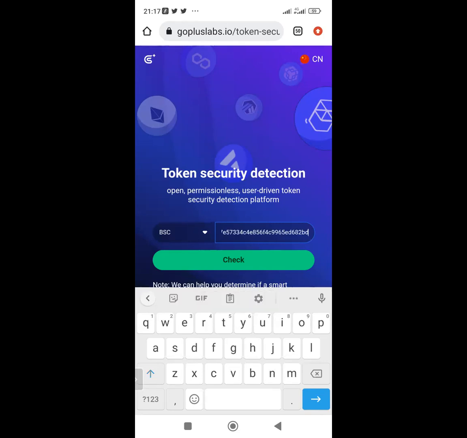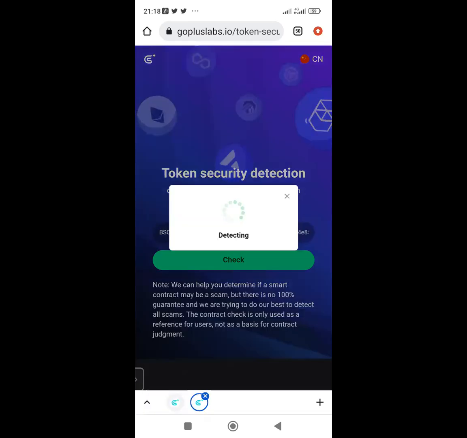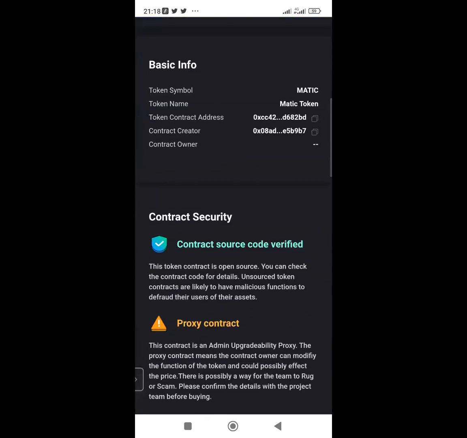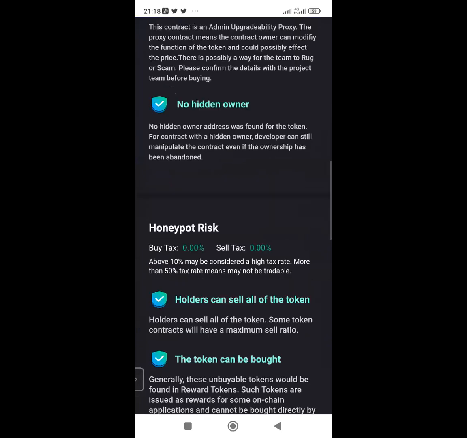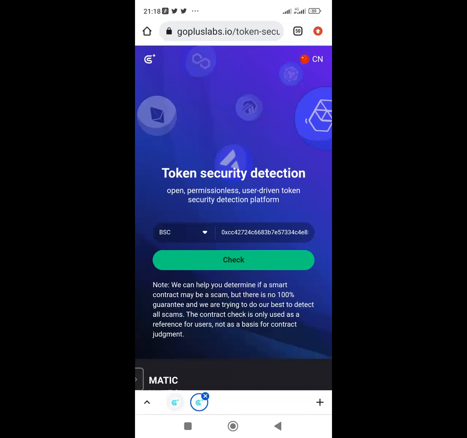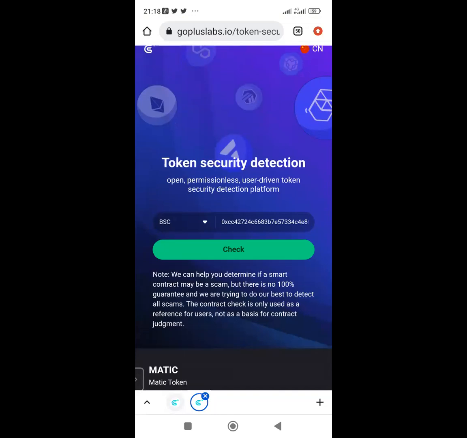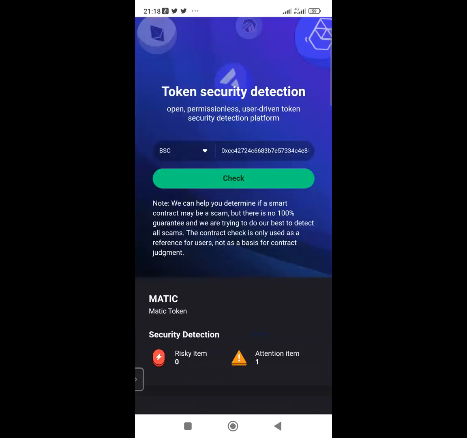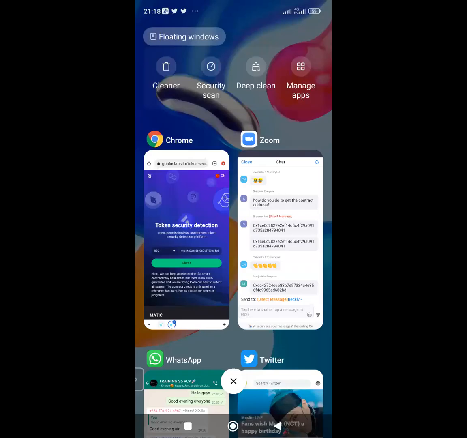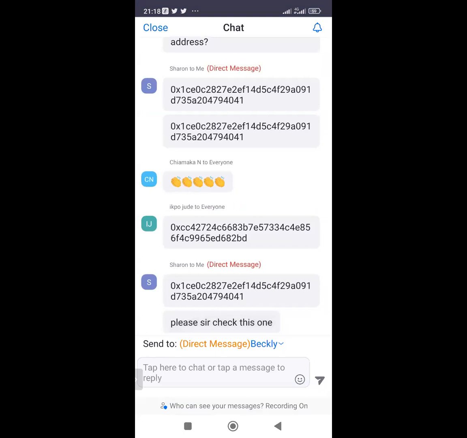Okay, I don't know what this coin is. Let's detect. One, two, ready, go. Matic again. Why are you bringing Matic again now? We talked about Matic before. Sir, please check the one I sent.